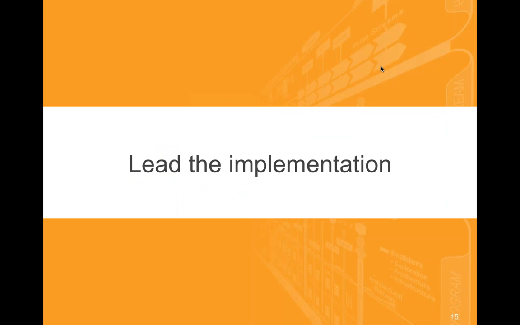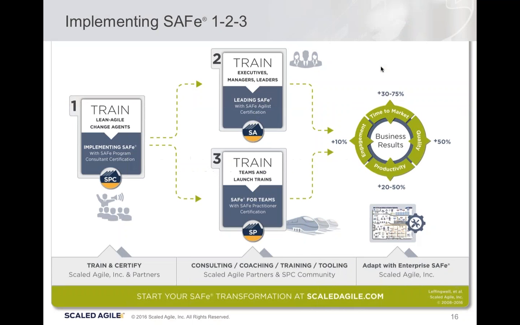So we talked a little bit about the why, the what, the framework itself, and now how to use it, how to do the implementation. The key point here is how to lead the implementation. Implementing SAFe in 1 to 3 steps is a pattern we've seen which is proven. Basically, train the Lean-Agile change agents. That's number one. Oftentimes that's internal and external.